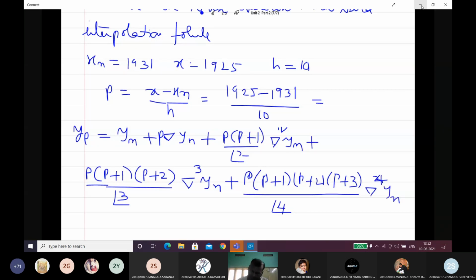Now we have to substitute all the values. We can find out this value in tomorrow's class. Do it as an exercise. We have all the values: P value తెలుసు, yn value తెలుసు, del yn, del square yn, del cubed yn, del power 4 yn value. We have to simply substitute that one. We get the answer. Okay.